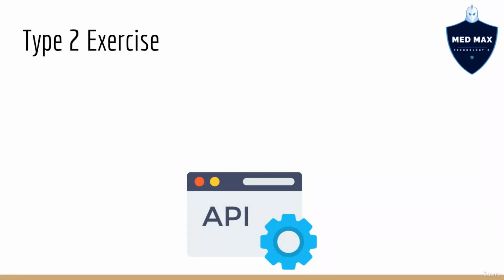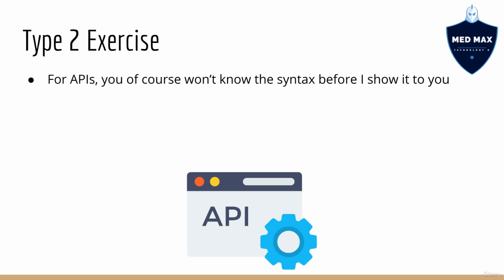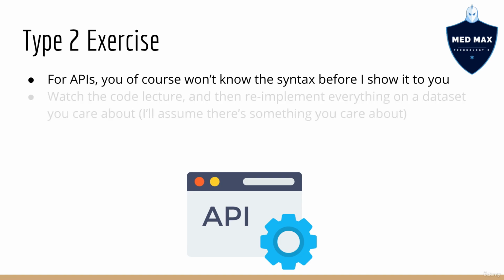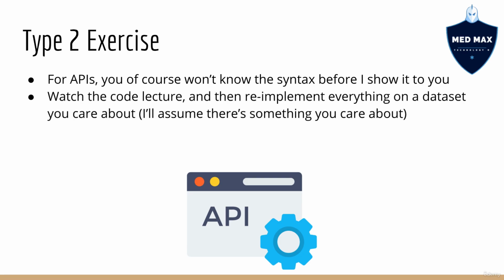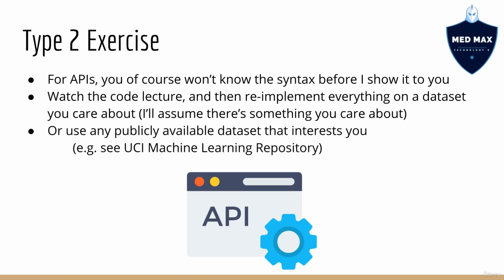Now, for case number two, it's a little bit different. Obviously, you're not going to know what the syntax is for a library or an API before I even show it to you. In this case, you should go ahead and watch the full code lecture without first doing any coding yourself. After you've watched the lecture, you should be able to implement that same code yourself on another dataset that you care about. I assume that you're taking this course because you have some dataset that you want to analyze. If not, there are plenty of resources out there where you can find free datasets, so please choose one that interests you.